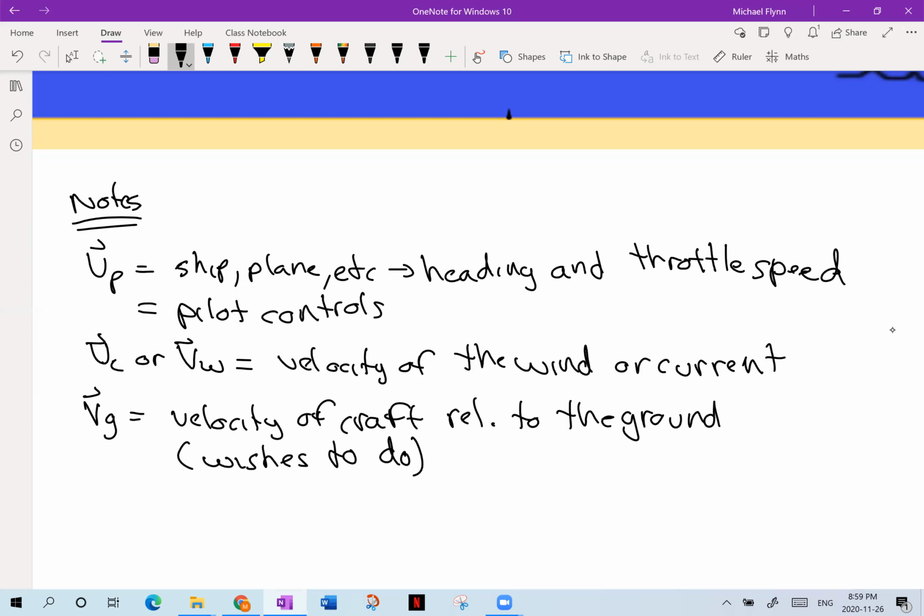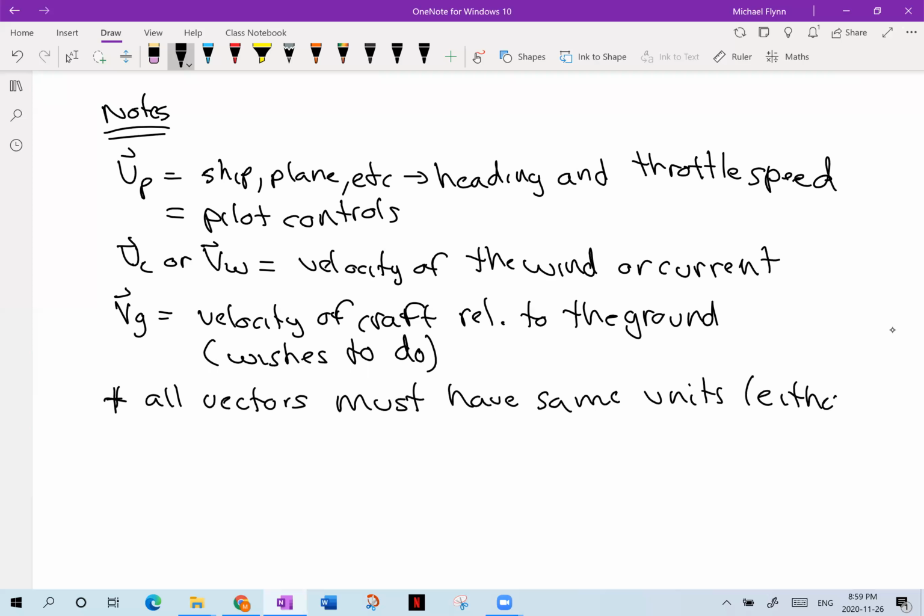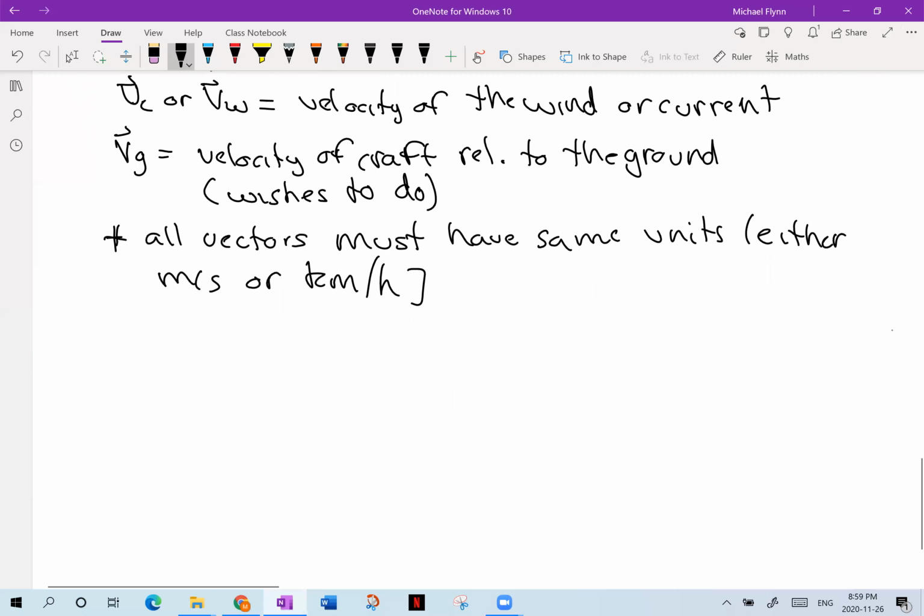All right, now that we've summarized this, another couple of notes. All vectors must have the same units. So that's either meters per second or kilometers per hour. And that's basically it. So that is a summary of everything you need to know. Now let's do some examples because I know you appreciate that. So let's look at a couple of examples.